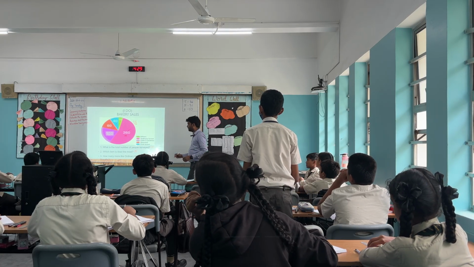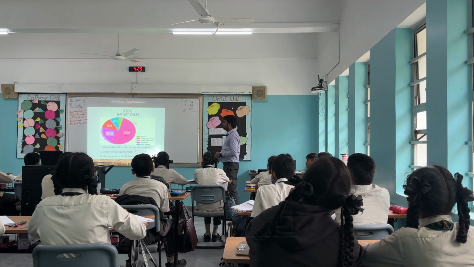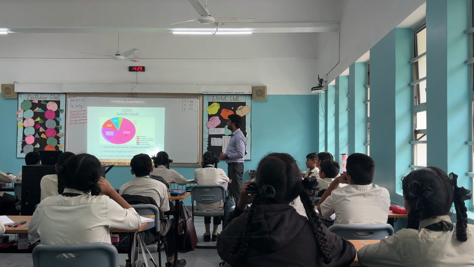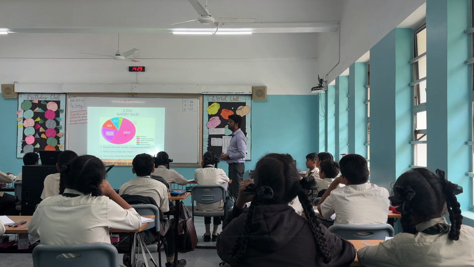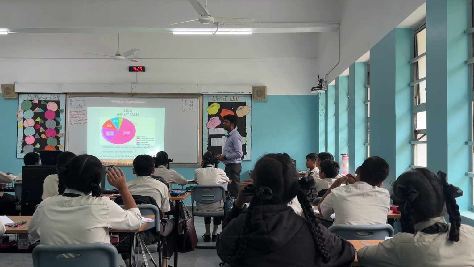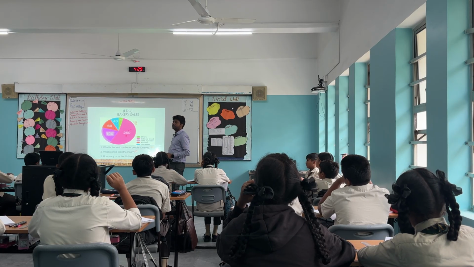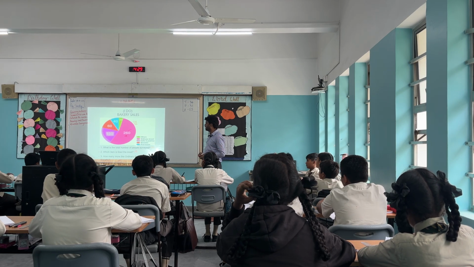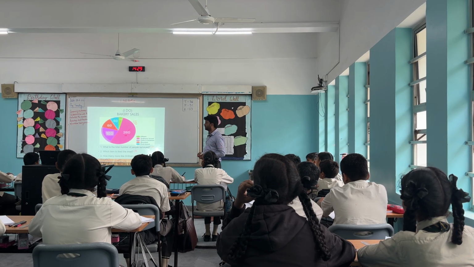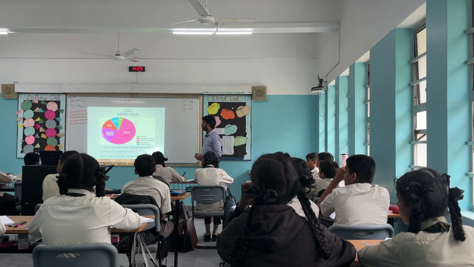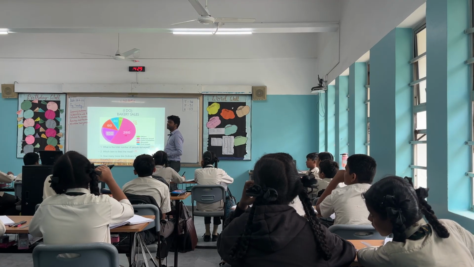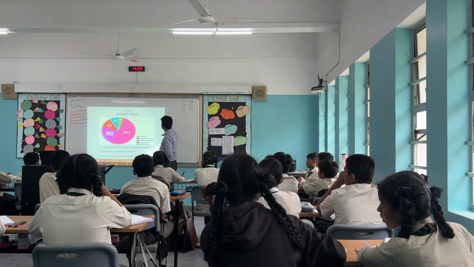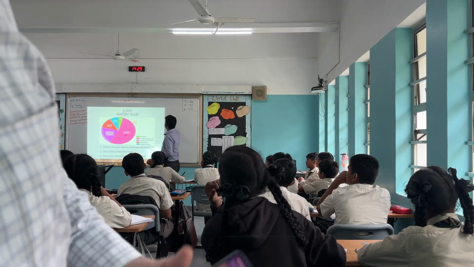Then the third one: how many more like ordinary bread than biscuits? How many people like ordinary bread? 260 people. Ordinary bread is 260.